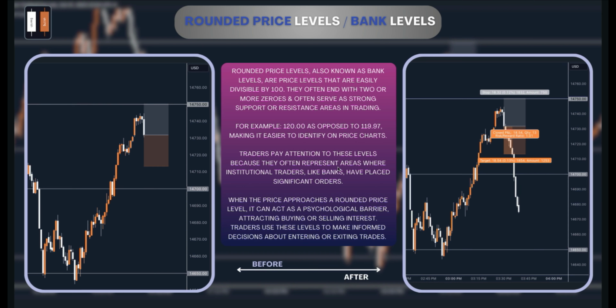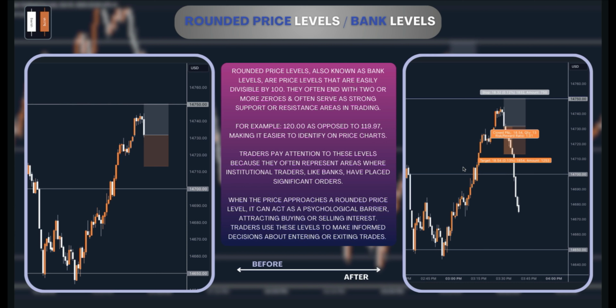Traders pay attention to these levels because they often represent areas where institutional traders, like banks, have placed significant orders. When the price approaches a rounded price level, it can act as a psychological barrier, attracting buying or selling interest. Traders use these levels to make informed trading decisions about entering or exiting trades. So, as you can see, you could have entered here, stop loss at this rounded bank level, and you could have targeted this area down here, right? Another zone, easy money, easy money. There's nothing crazy about it.